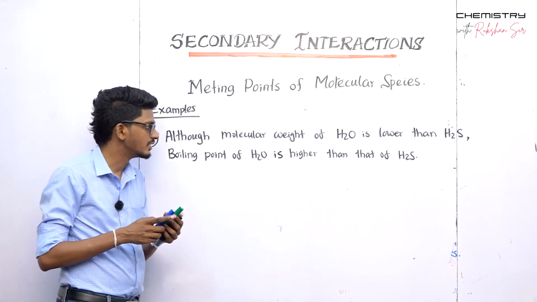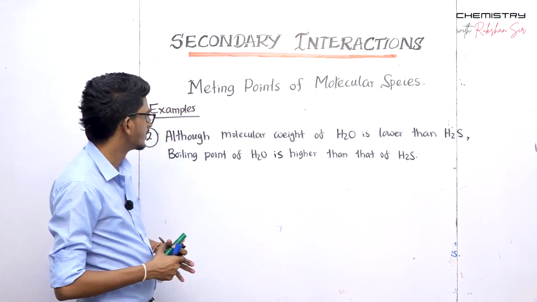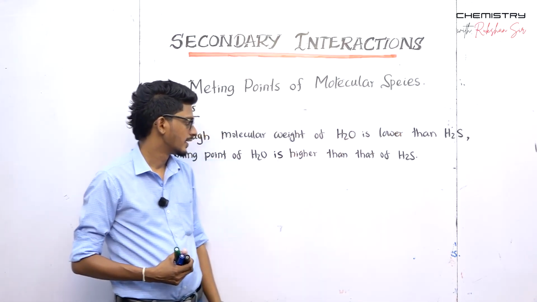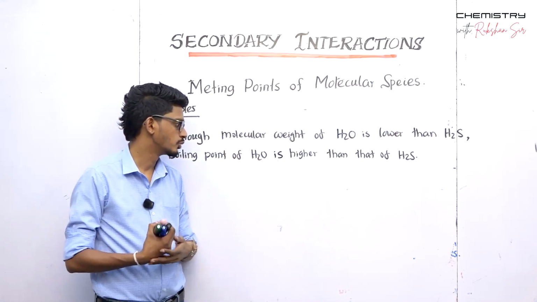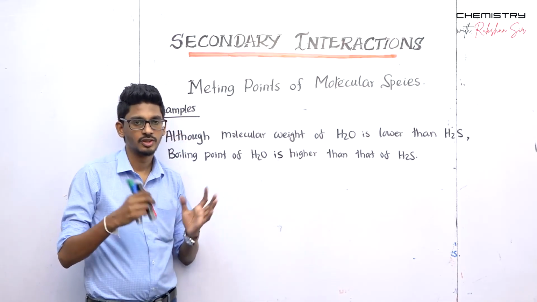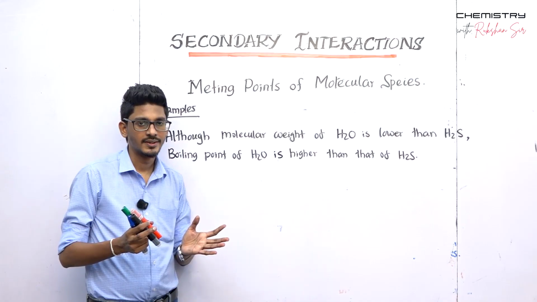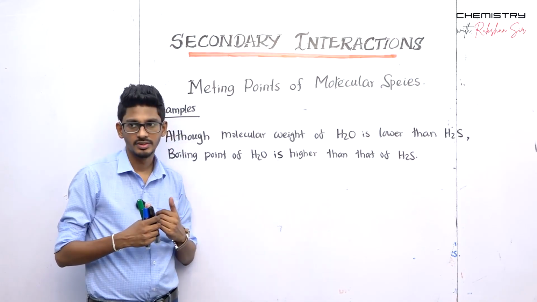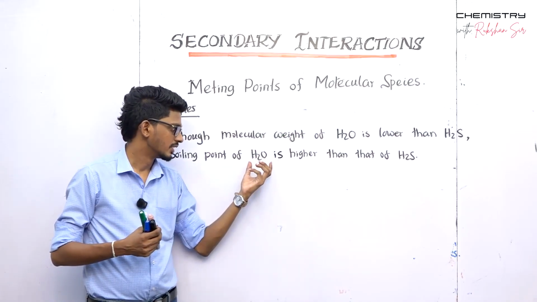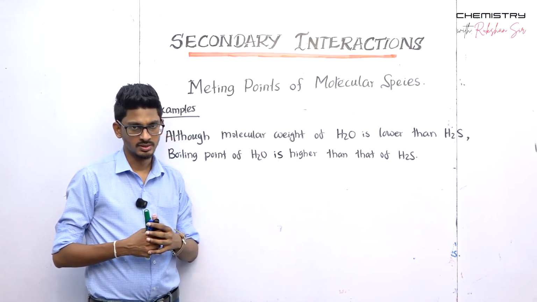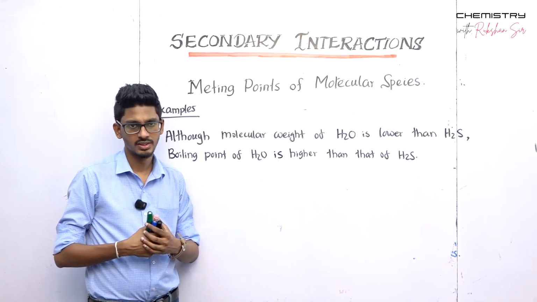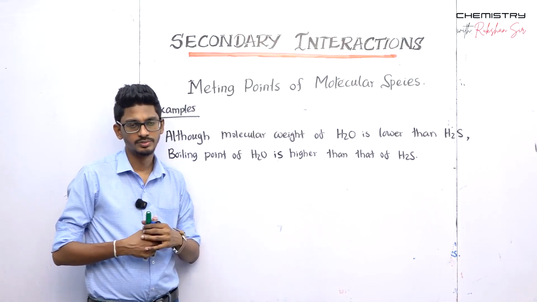In this case, what we see is with the molecular weight, the H2S wins. But with the interaction strength, we know H2O has hydrogen bonding, and H2S has dipole interactions. With the interaction strength, we clearly see the H2O wins. With the molecular weight, the H2S wins. With the interaction strength, H2O wins. But the ultimate observation was a win for the H2O.